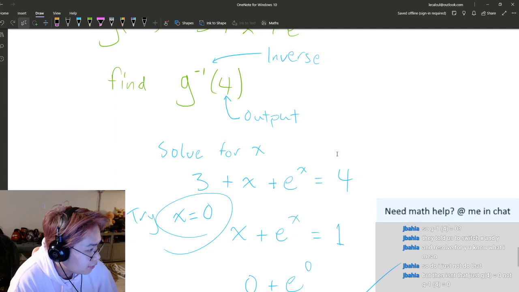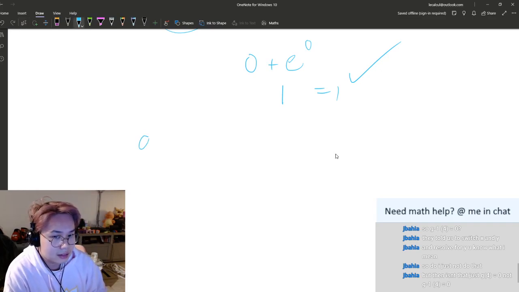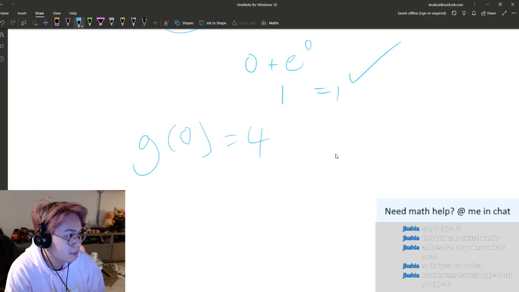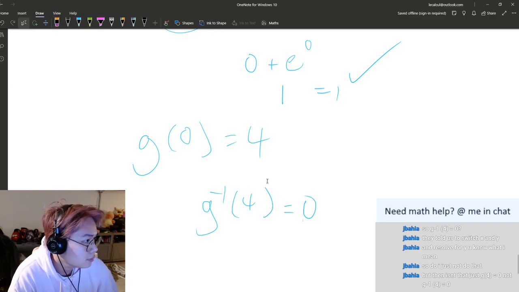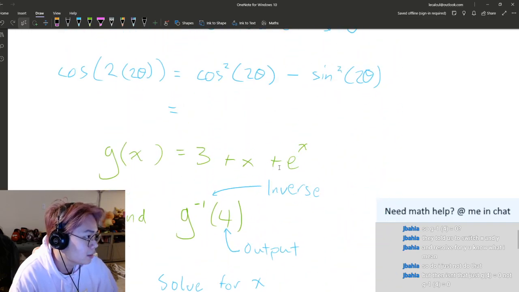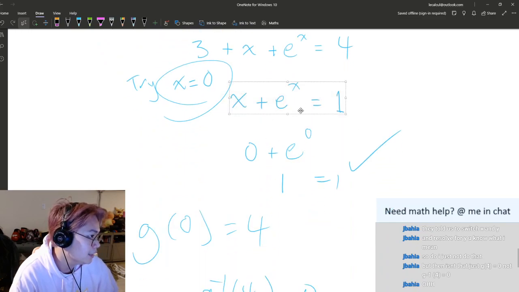But then isn't that just g of 4 equals 0 and not g inverse? No, it's backwards. g of 0 is 4. And that's exactly the same meaning as g inverse of 4 is equal to 0. Because if I plug in 0, I will get a result of 4 in this function here. The tricky part is this. You needed to eyeball this and then know what x value it is.